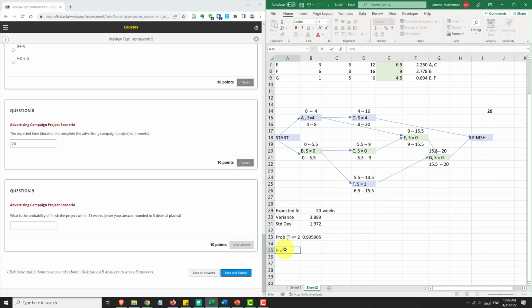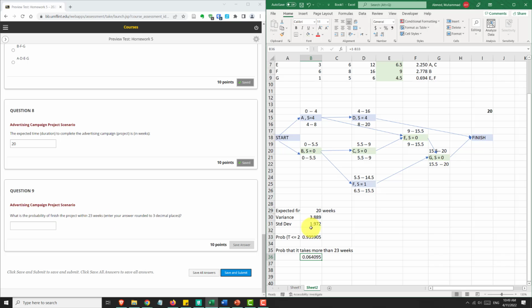What is the probability that it takes more than 23 weeks? Well, that's just 1 minus that, because I could ask you that in a question too, right? So 23 weeks is our deadline, let's say. What's the probability we go past our deadline? That's 1 minus the probability of finishing within the deadline. So that's about a 6.4% chance, or 0.064 probability.